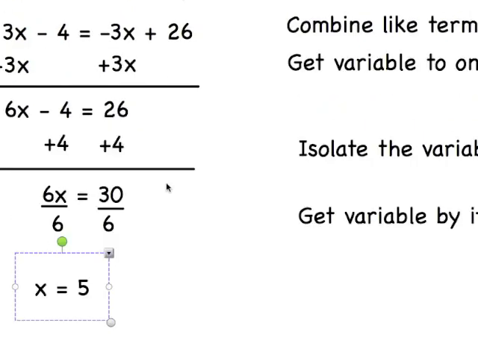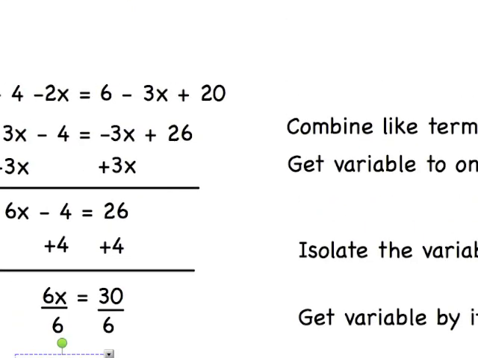Of course, we want to check it. In order to check this, we'd go 5 times 5 minus 4 minus 2 times 5. And then on this side, we'd say 6 minus 3 times 5 plus 20. Make sure you check your answers.